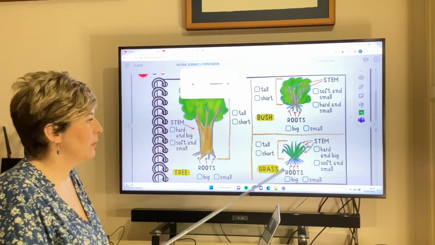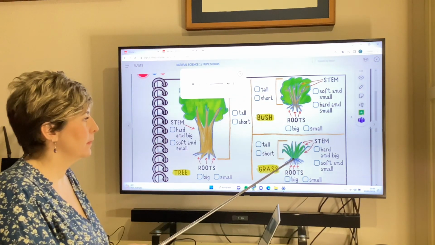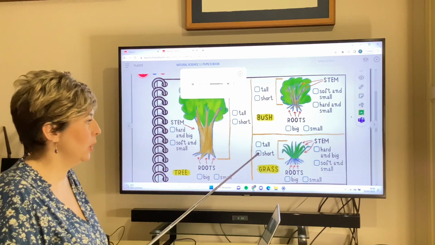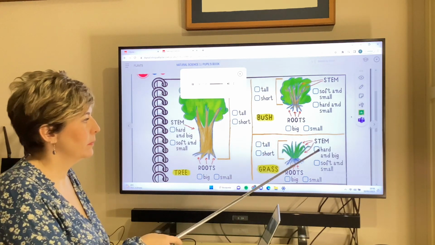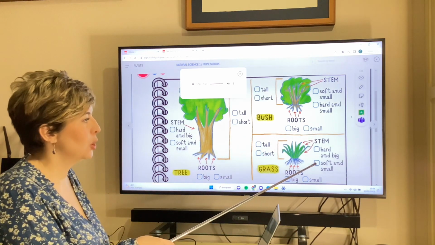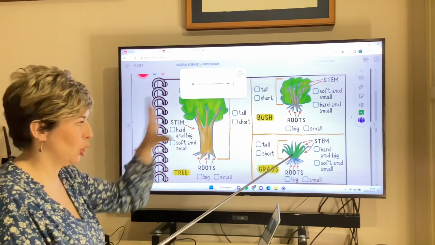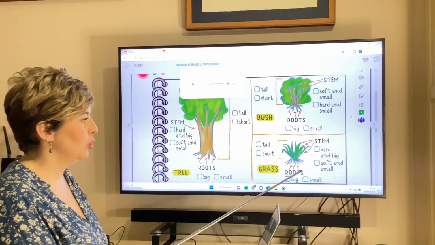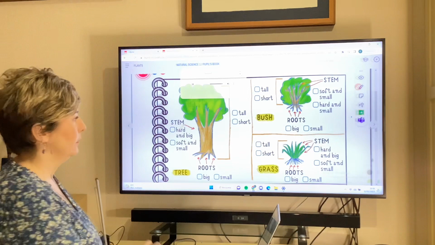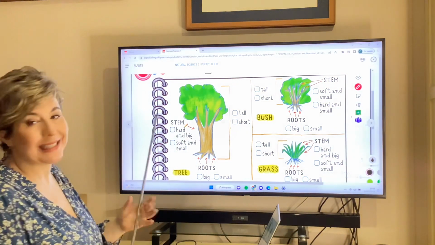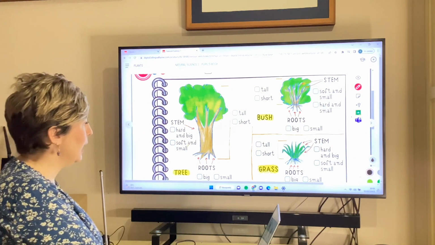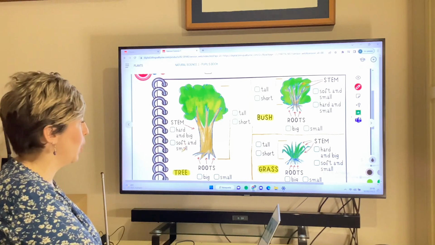This is grass. Grass is very short. The stems are soft and small, and the roots are small too.